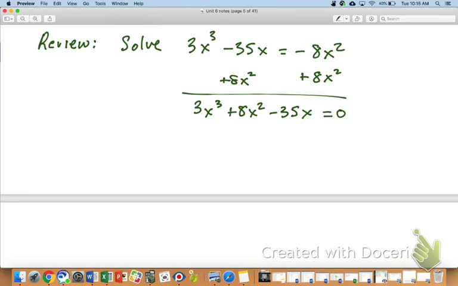You can take an x here. You can take a 3x here, and this would be 5. Now you do your factoring. So x plus 5, 3x minus 7. So it's x plus 5 equals 0, and 3x minus 7 equals 0.